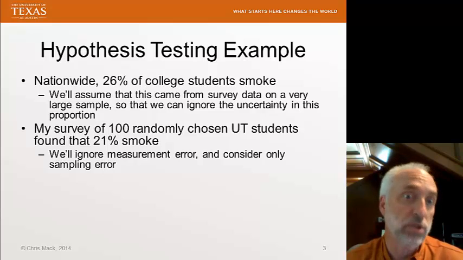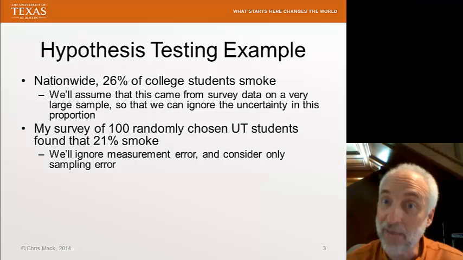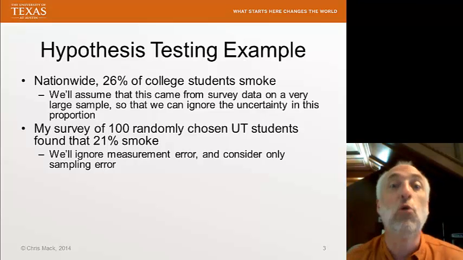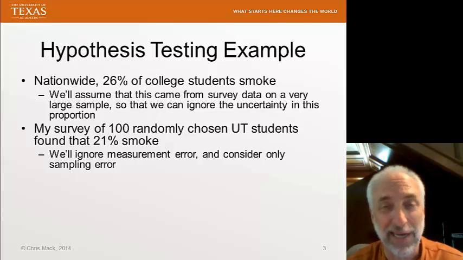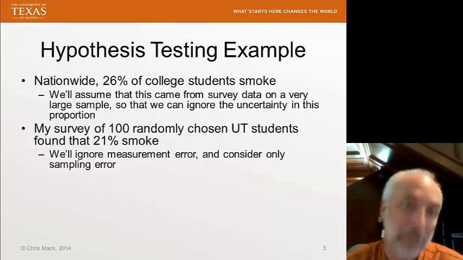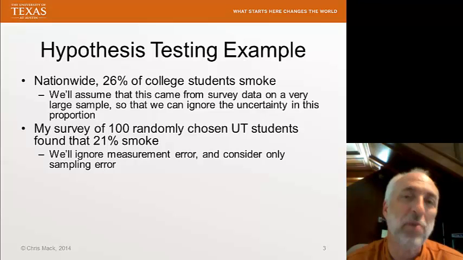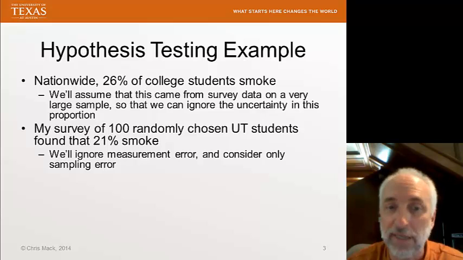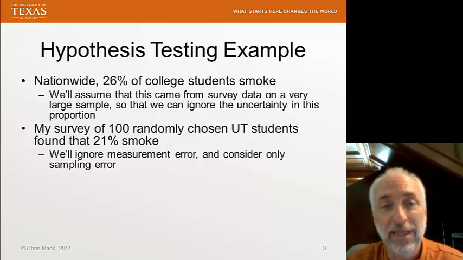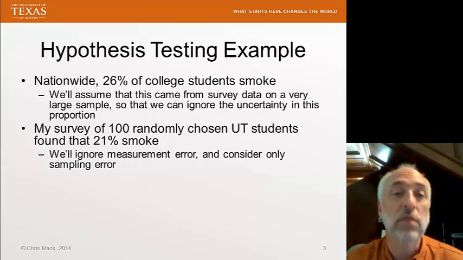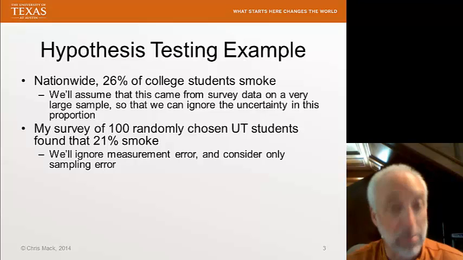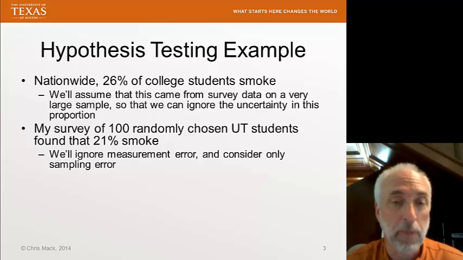Well, it's always good to minimize the measurement error, but in the example I'm going to show today, we're going to ignore measurement error. This is almost always a bad idea. Nonetheless, in order to teach you the concept of hypothesis testing, I'm going to go ahead and ignore measurement error, and assume that only sampling error impacts the certainty that I have that my number, 21%, is the correct number.